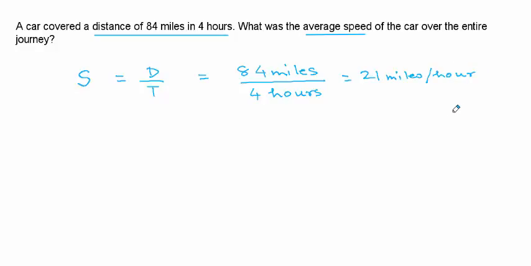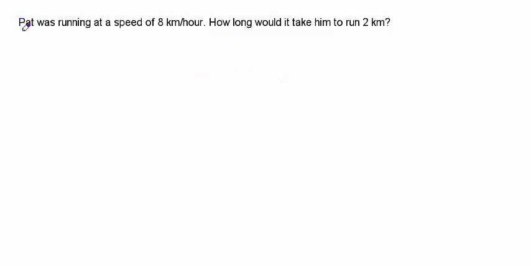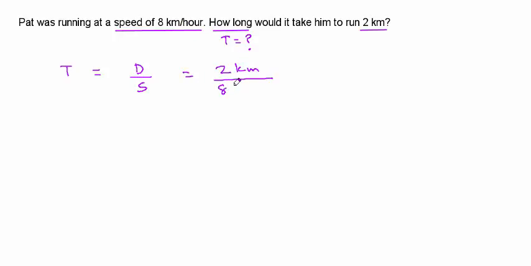Let's try another one. That was running at a speed of 8 kilometers per hour. How long would it take him to run 2 kilometers? So if you look at the question how long, that means we need to find the time. The time is given as the distance over the speed. The distance is 2 kilometers. He runs 2 kilometers, and the speed is 8 kilometers per hour.